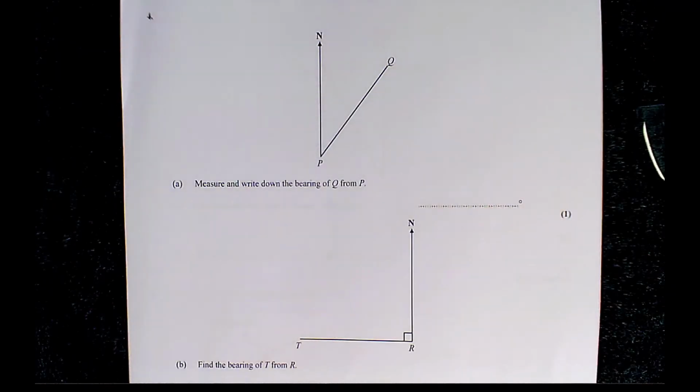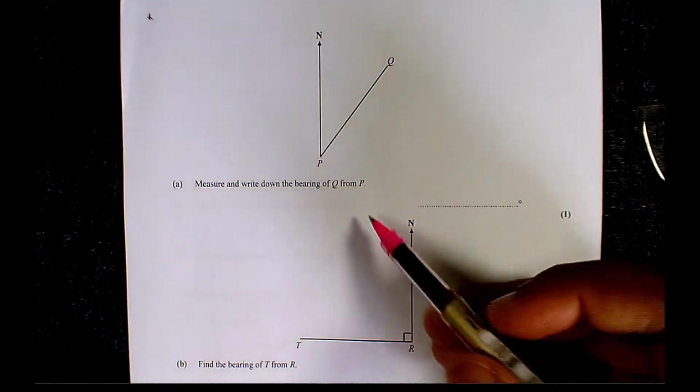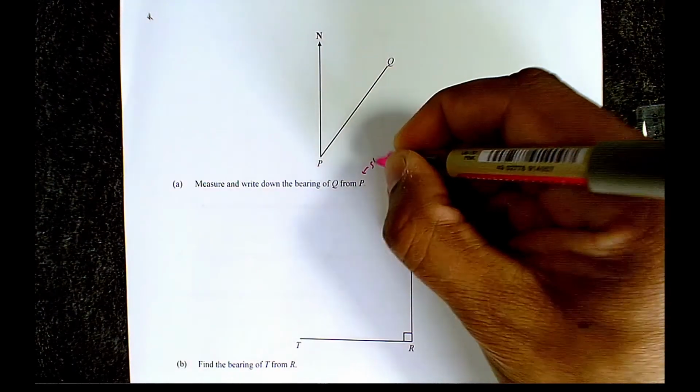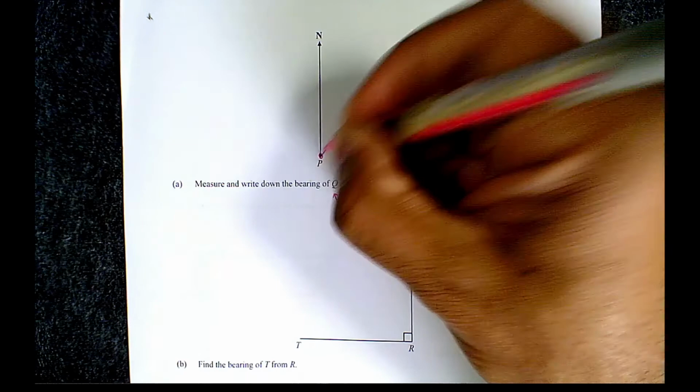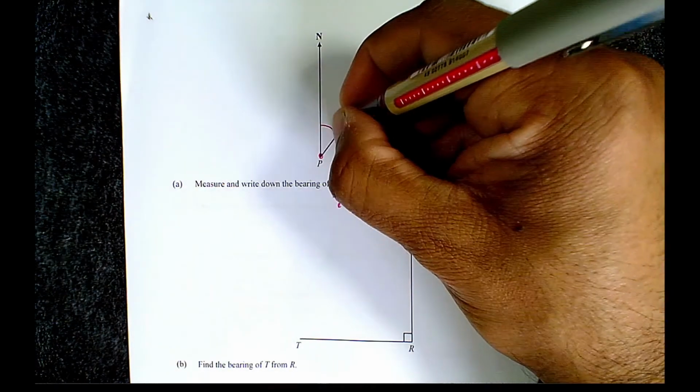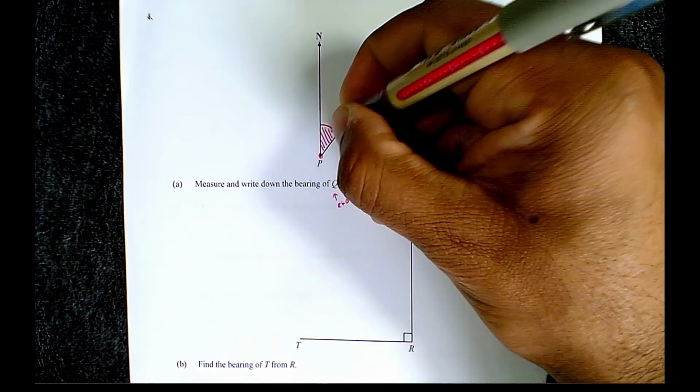Now moving on to question 4. The question is asking me to measure and write down the bearing of Q from P. So Q from P, so P is where I'm starting and Q is where I'm ending. So from the north line of P, I'm going to go in the clockwise direction, and it's this angle here that I need to measure.